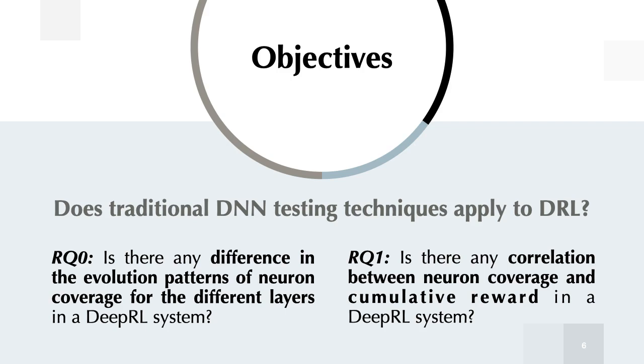Therefore, our research questions were: is there any difference in the evolution patterns of neuron coverage for the different layers in a DeepRL system? And is there any correlation between neuron coverage and a cumulative reward in a DeepRL system?